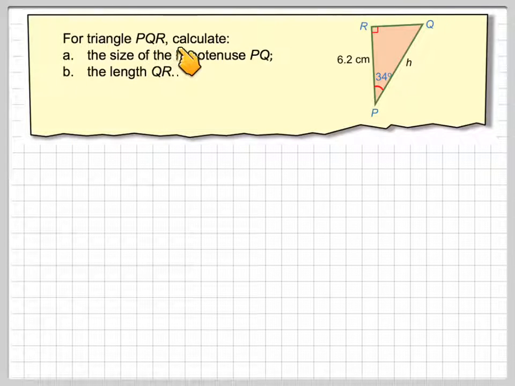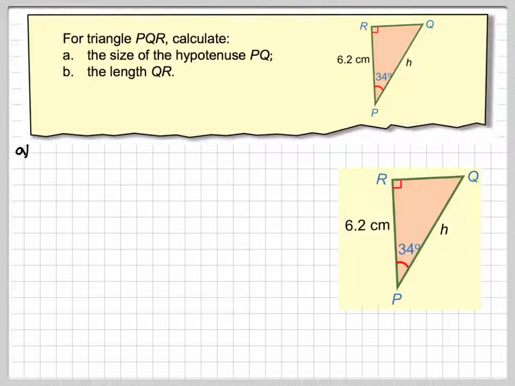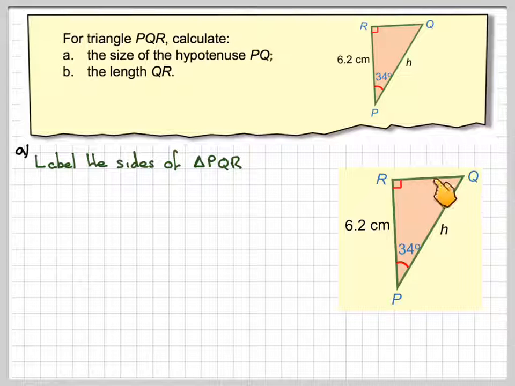For the triangle PQR, calculate the size of the hypotenuse PQ and the length QR. So again, the first main step is to label the sides of triangle PQR. This side is opposite the angle, so we'll label that one opposite. This is next to the angle, so we'll call this one adjacent. And this is the hypotenuse, the longest side, opposite the right angle.